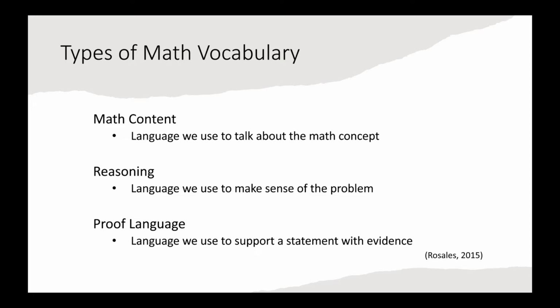Reasoning language is the language we use to make sense of the problem. So this is words like more than, less than, equal to. And proof language is the language that we use to support a statement with evidence. So it's like explaining how it's bigger, saying it's 3 more than the other one. It's 2 less than that one, that type of language.